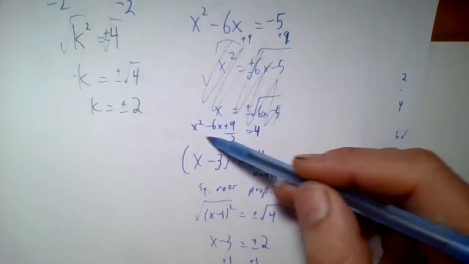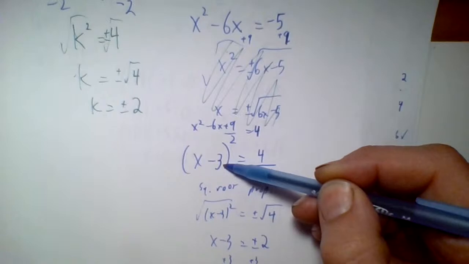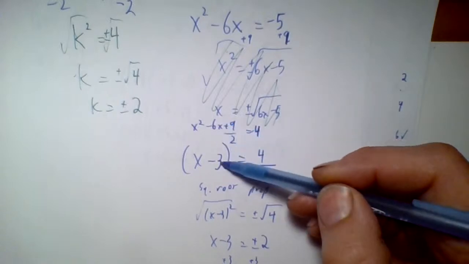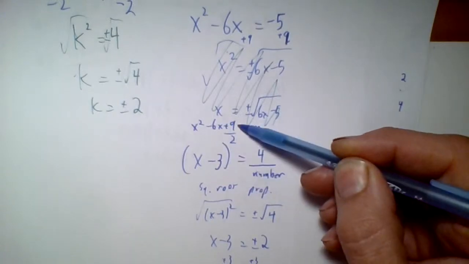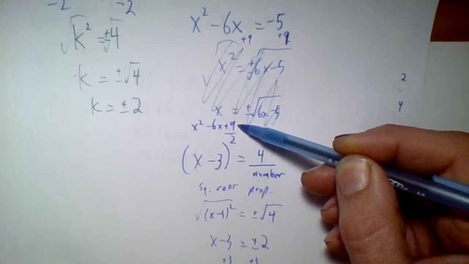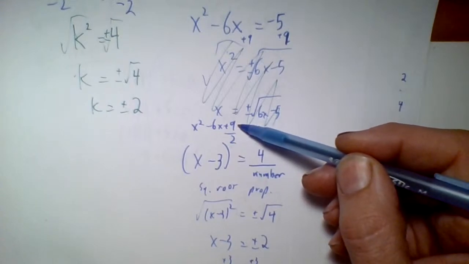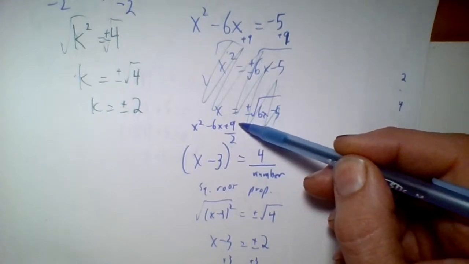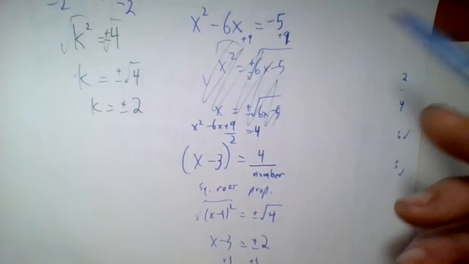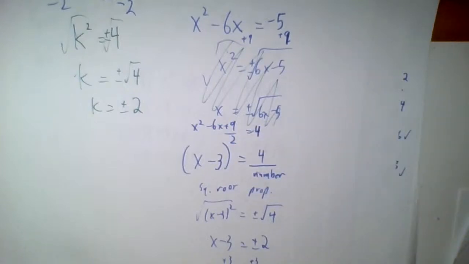To make that a perfect square, this number is just half of what we had right there. This number squared is what sits over here. So that's why 9 works on that one to make a perfect square. There's always going to be a number you can add, and we can figure it out by that same pattern. We're going to have to look at that.